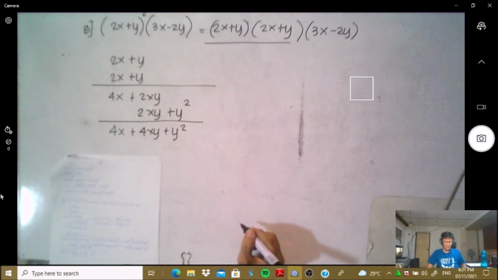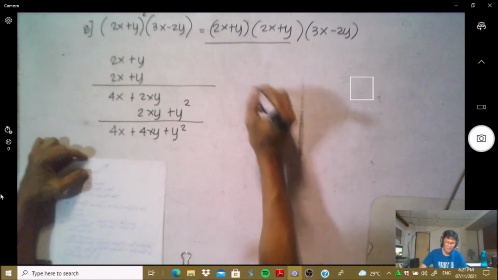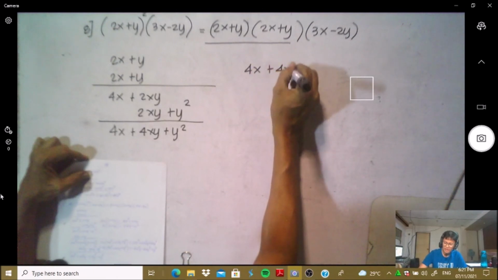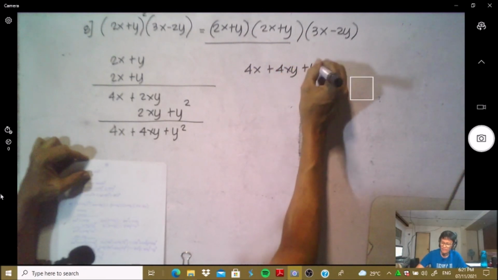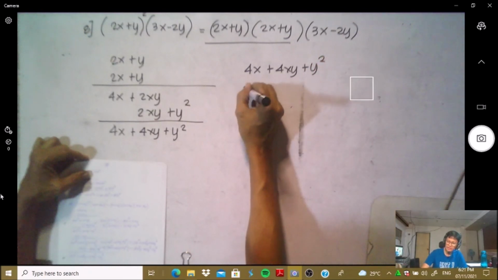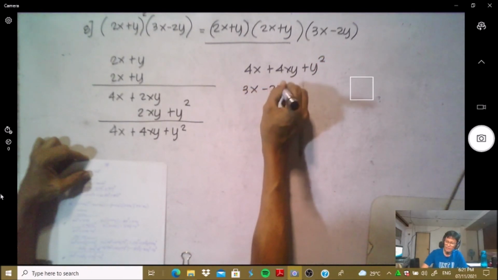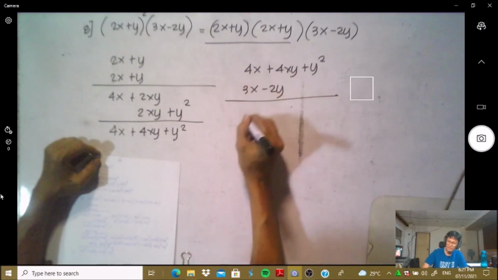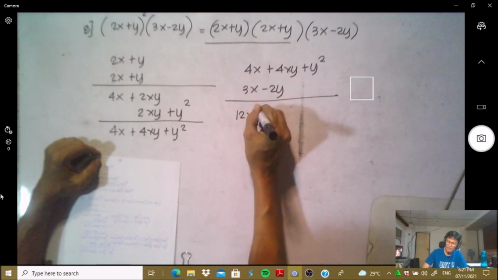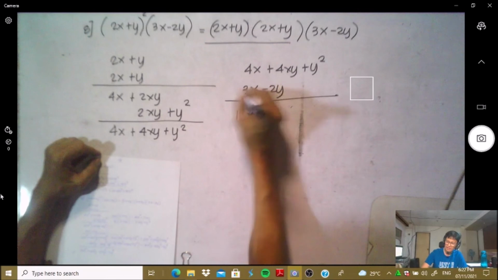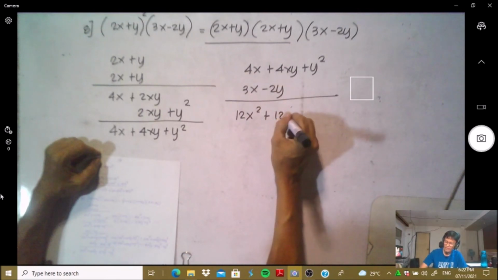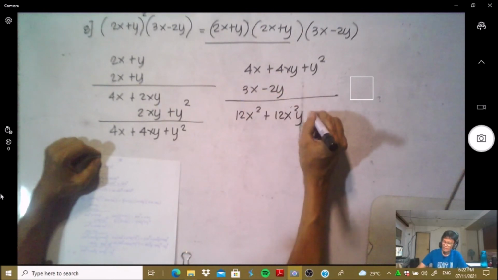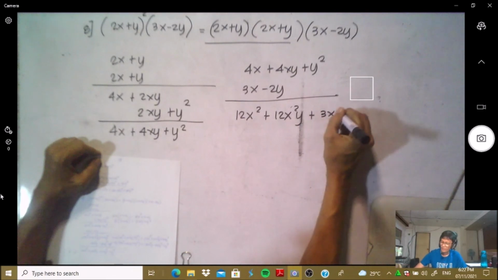Okay, so then we have to multiply 4x plus 4xy plus y squared with 3x minus 2y, this one here. Therefore, we have 3x times 4x is equal to 12x squared. Then plus 3x times 4xy is equal to 12x squared y. Then we have 3x times y squared will be plus 3xy squared.